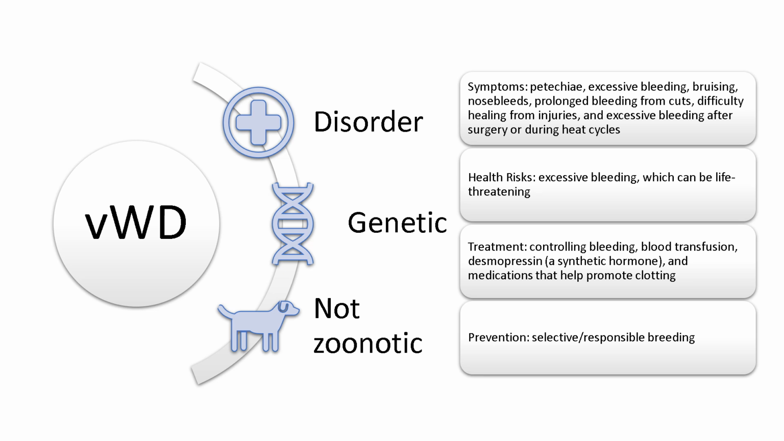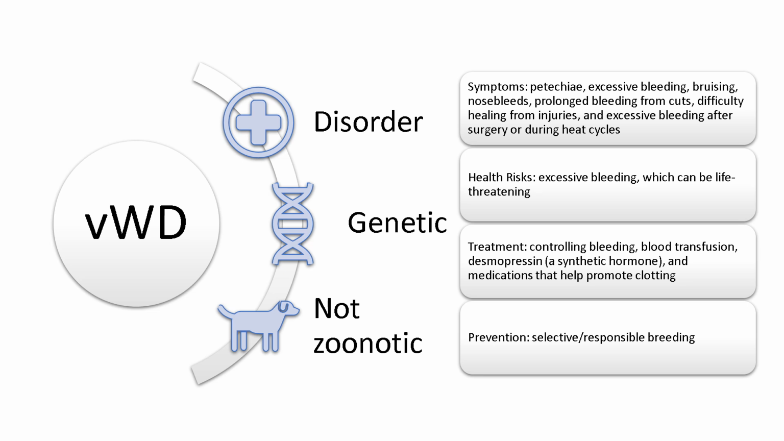Symptoms can vary depending on the severity of the disease, but typically include excessive bleeding, bruising or nosebleeds and petechiae, which are tiny red or purple coloured spots on the skin that indicate hemorrhage of capillaries. Other signs include gums that bleed easily, prolonged bleeding from cuts, difficulty healing from injuries, and excessive bleeding after surgery or during heat cycles. In severe cases, spontaneous bleeding into joints, muscles, or internal organs can occur, leading to swelling or pain.